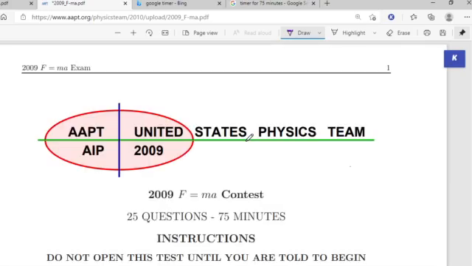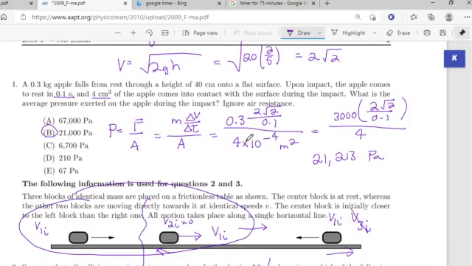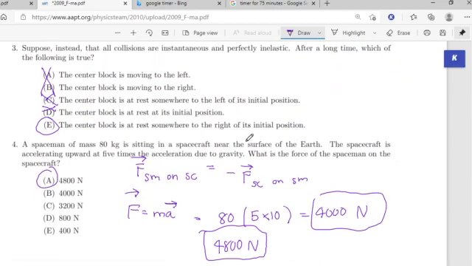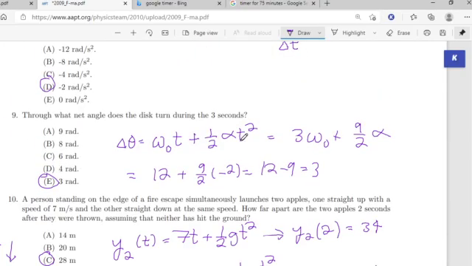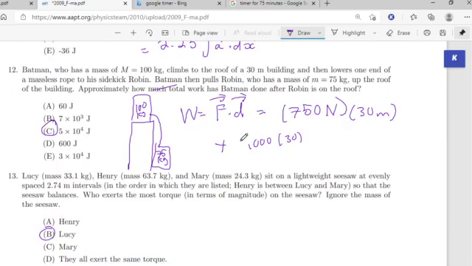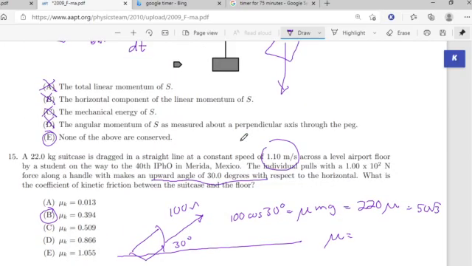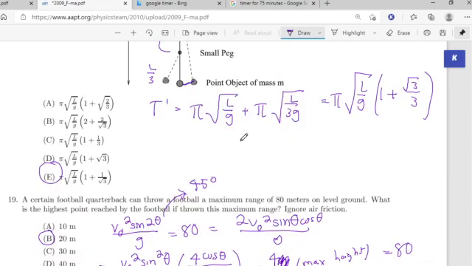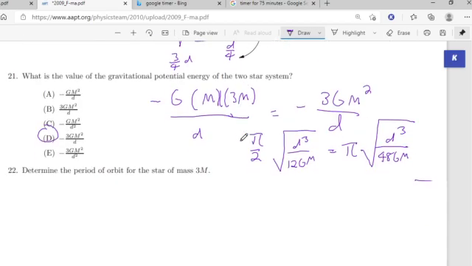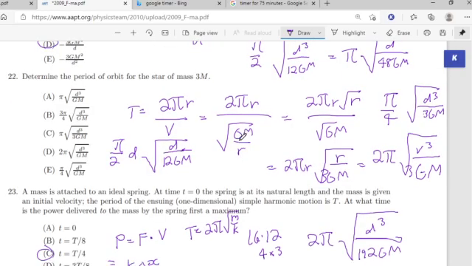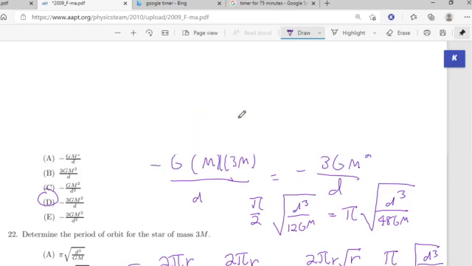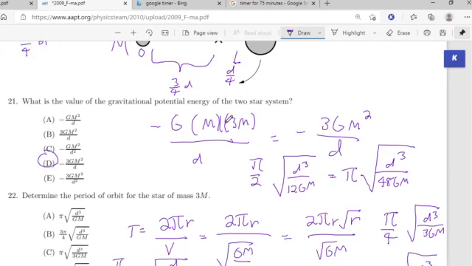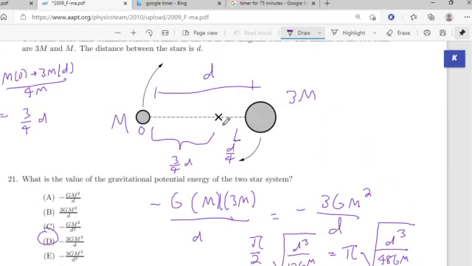Okay, actually, let's see if there's anything else I skipped. Okay, so B, A, E. I didn't skip that. Okay. Oh, okay. Shoot, I need to do this. Okay, period of a star for a star of mass 3m.